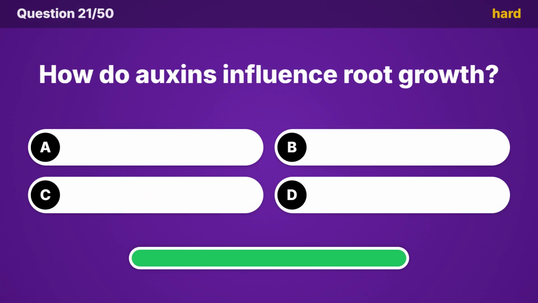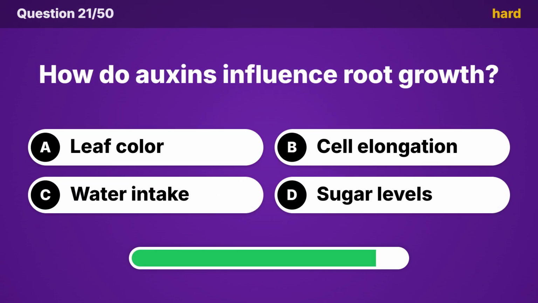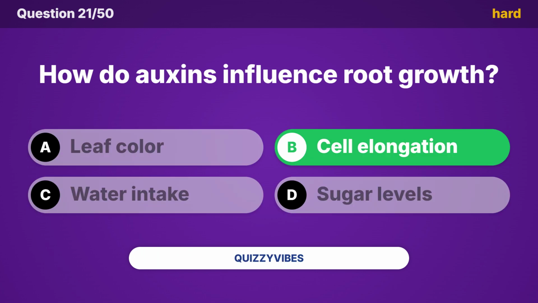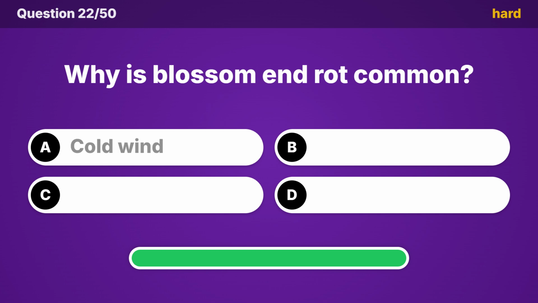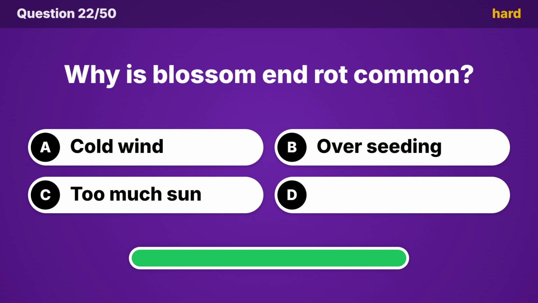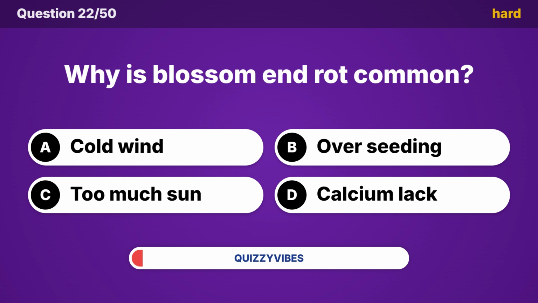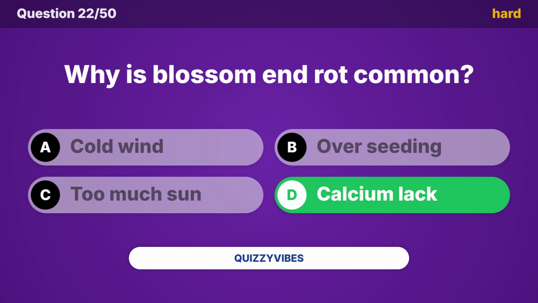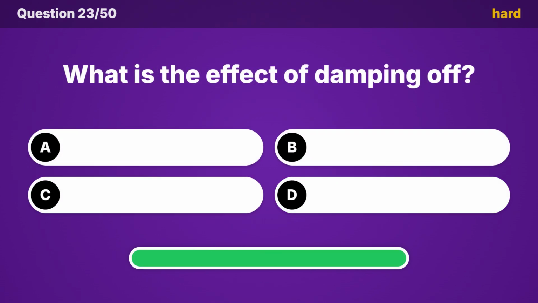How do auxins influence root growth? Answer: cell elongation. Why is blossom end rot common? The answer is calcium lack. What is the effect of damping off?